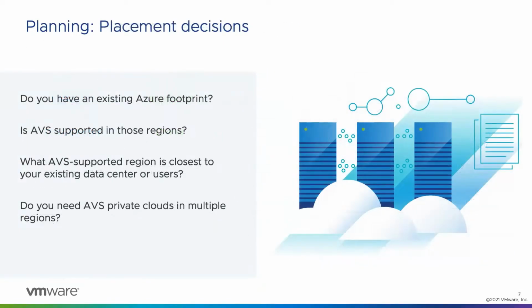When we talk about placement decisions, we have to ask ourselves a number of questions. Do you have an existing Azure footprint? Is AVS supported in the regions where you're using Azure? What AVS supported region is closest to your existing data center or your users? And do you need AVS private clouds in multiple regions?